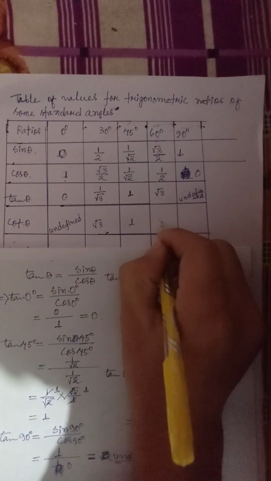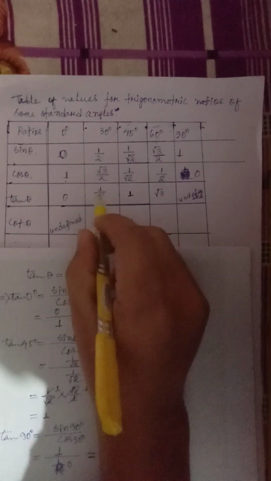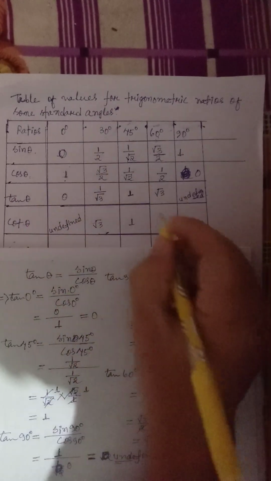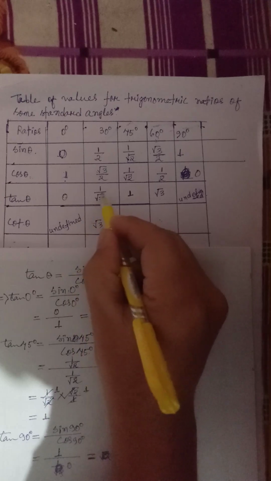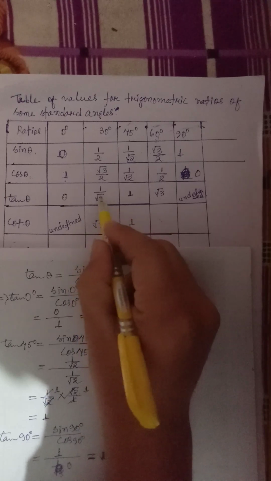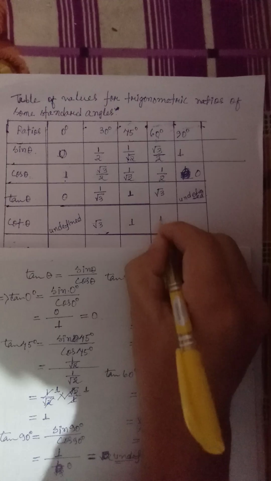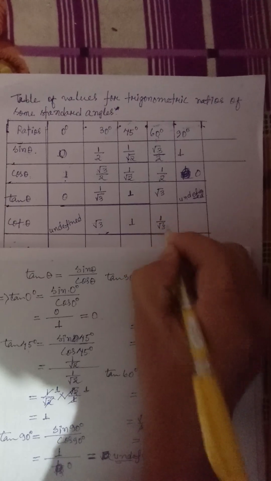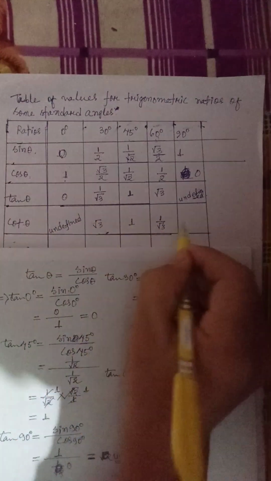Means cot 60 will be equal to the value of tan 30 degree. What is the value of tan 30 degree that we have in this? It is 1 by root 3. Now let us put this, and after that we have cot 90 degree.